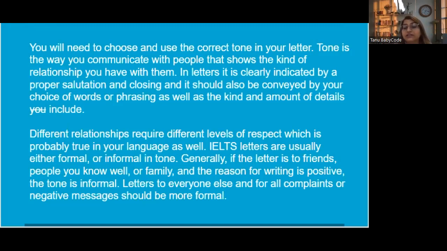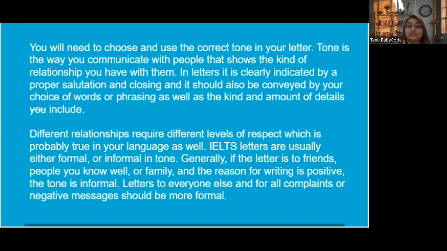And in a letter, it is clearly indicated by proper salutation. How do you start your letter? How do you close your letter, right? It should also be conveyed by the choice of words. What kind of words you are using, what kind of phrases you are using, how kind you are, what kind of details you are including in your letter. So it shows your tone. You should always use the correct tone while writing the letter.